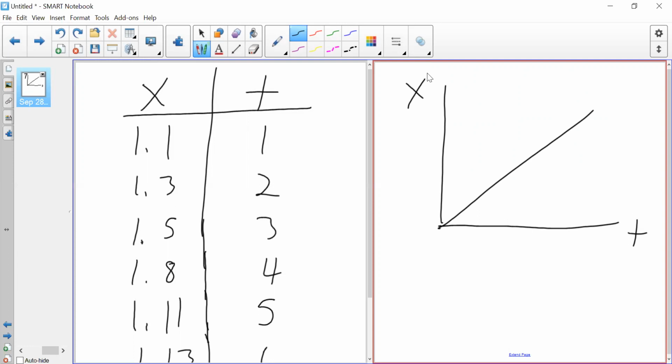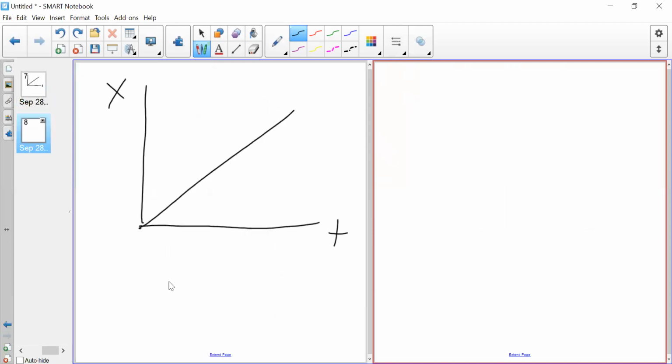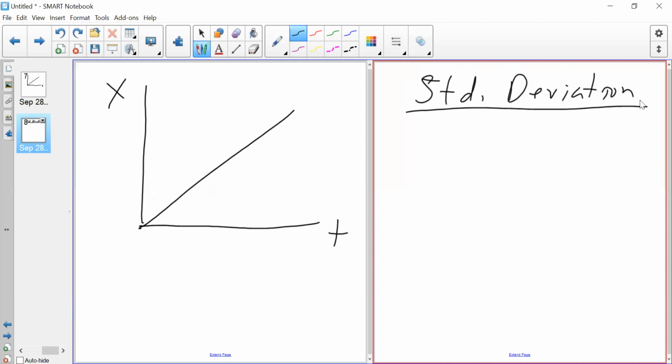So let's see. Let's see if I can just write the instructions up. So standard deviation. Anybody remember from yesterday? But if we don't, I'm just going to talk us through it. I'll have the instructions later, if not real time.